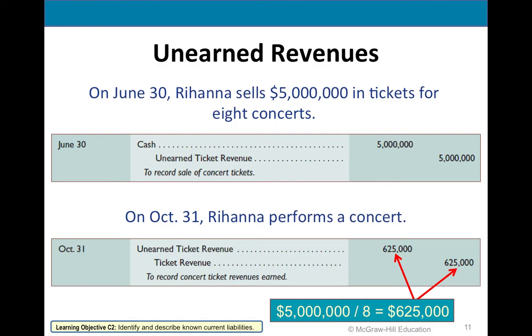Now she owes 8 performances. After each performance, she owes one less. We take the $5 million, divided by 8, so each time it's going down by $625,000. That means she owes that much less.